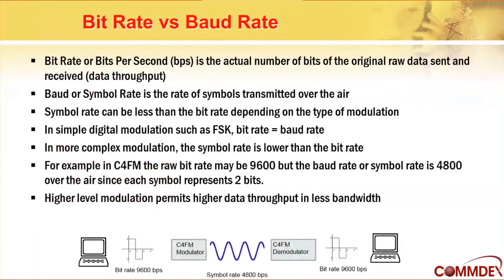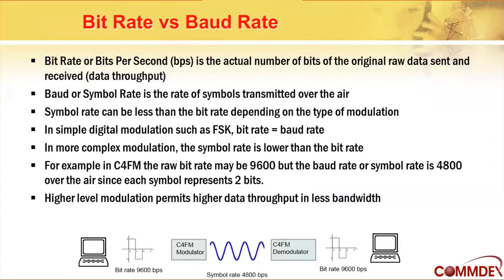Let's talk about 2 terms that often get confused, bit rate versus baud rate. So bit rate is bits per second, the actual number of bits, also known as the raw data rate, sent or received. Baud rate is different because it represents the rate of symbols transmitted over the air. Now a symbol can represent multiple bits depending on the type of modulation. We mentioned that in C4FM, every shift level represents 2 bits. So that has a symbol rate which is 1/2 of the bit rate.